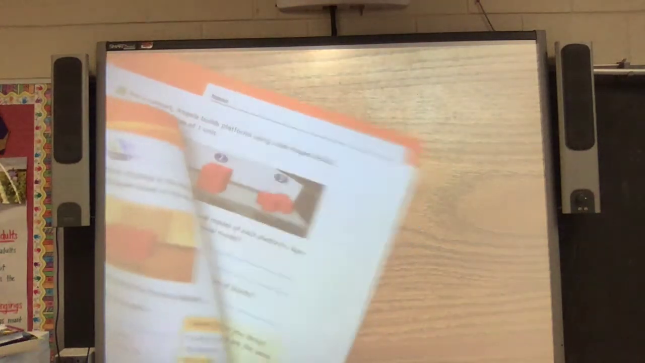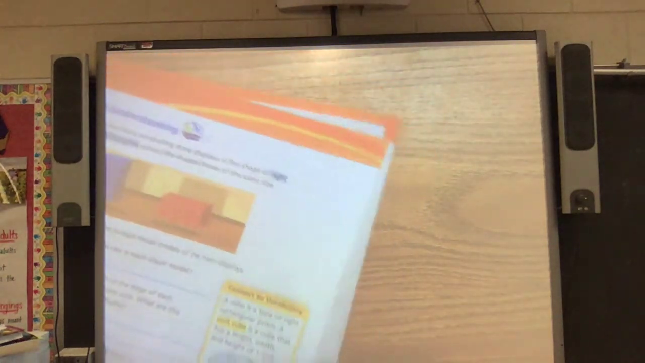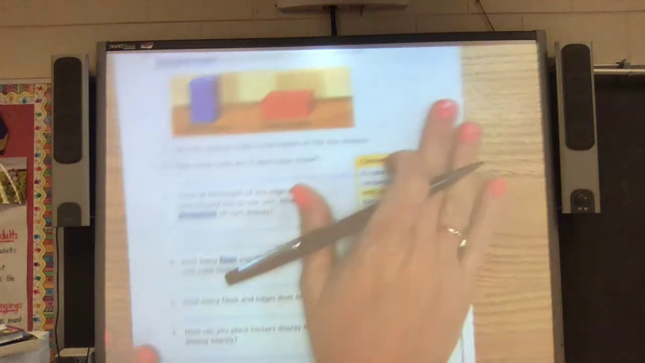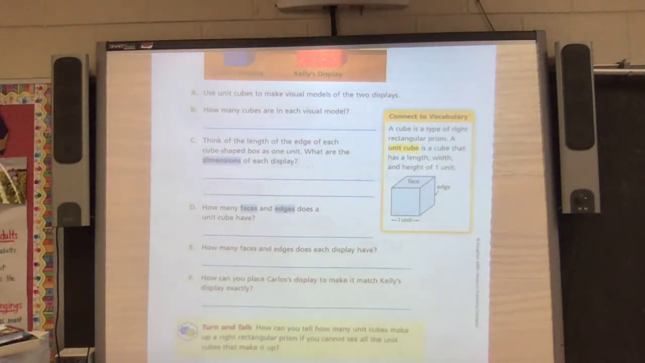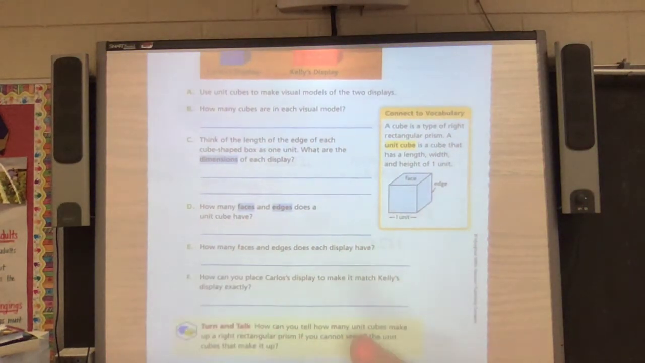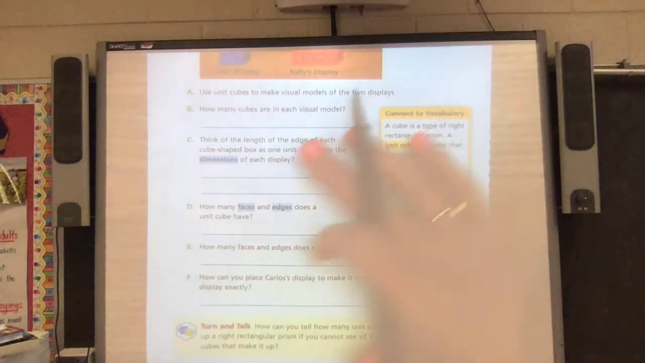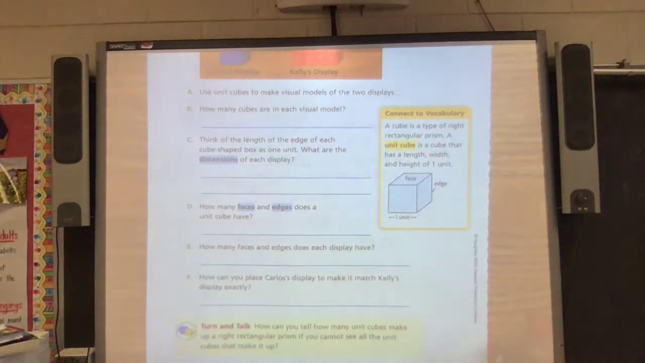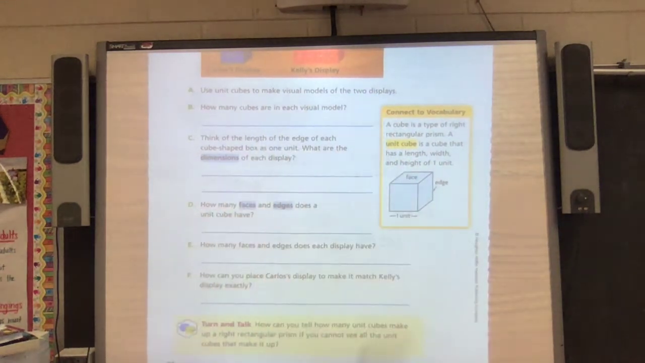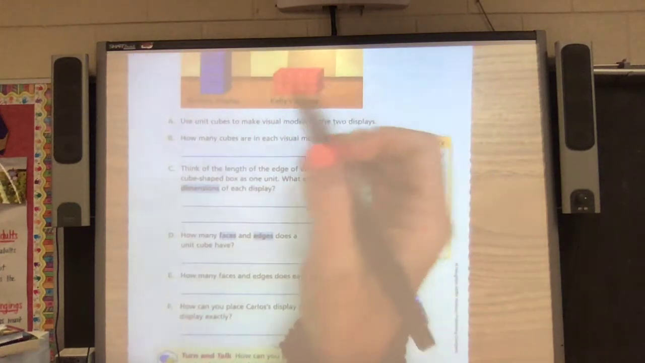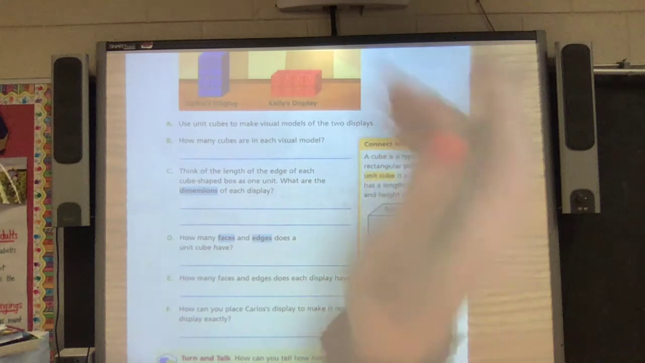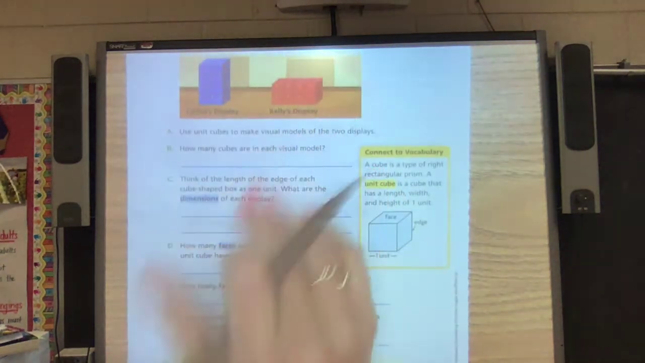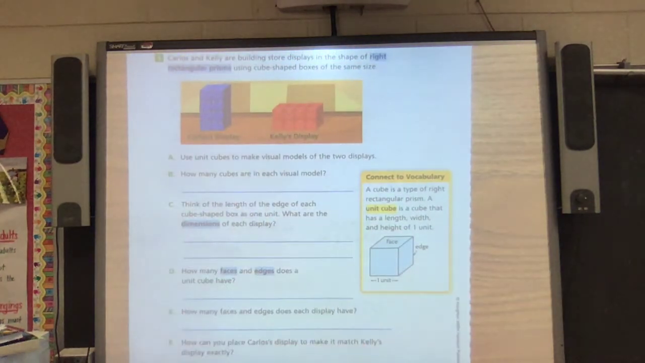All right, let's flip over to page 96. Carlos and Kelly are building store displays in the shape of right rectangular prisms using cube-shaped boxes. Use unit cubes to make visual models of the two displays. And you can do that, but I know that especially if you're at home, you may not have blocks, and that's okay. How many cubes are in each one?